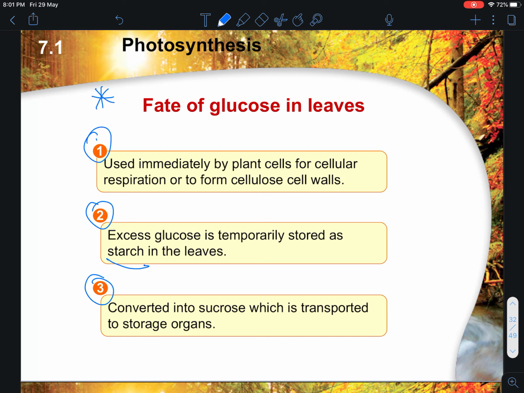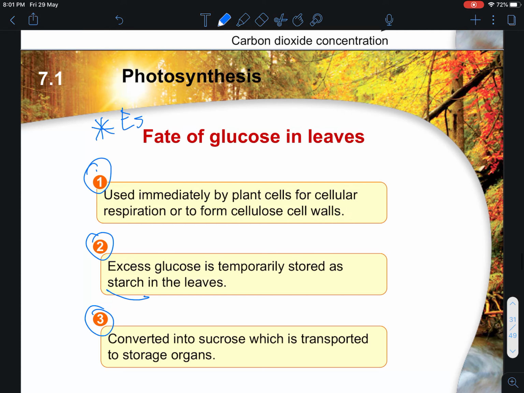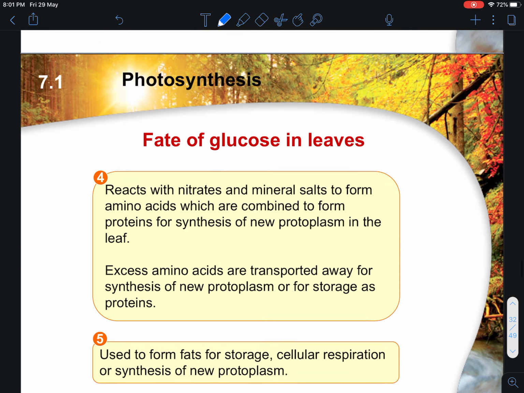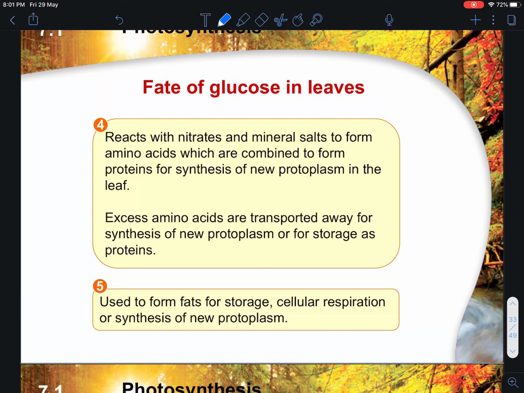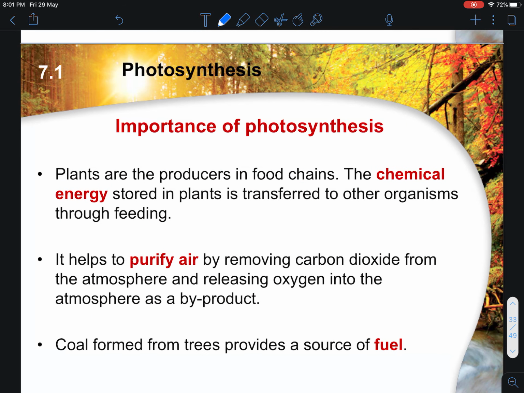This one you just have to remember, it's a brain exercise kind of thing, and it usually comes out in the essay component. The fourth reason is that it can actually react with nitrates and mineral salts to form amino acids, which are then used for protein synthesis to form your new protoplasm. And of course any excess is carried to other areas for storage, and you have the formation of fats for storage and cellular respiration to synthesize new protoplasm. So this is the first part of the essay. That one usually is about 5 marks.